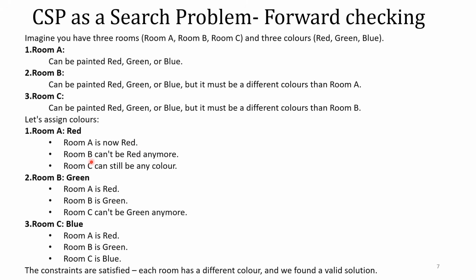Room B can't be red now, and room C can still be any color. Then room B, we are preferring green. Room A is red, room B is green, room C can't be green anymore. Then room C is blue. Now A, B, C rooms are assigned colors R, G, B respectively. Now the constraints are satisfied. Each room has a different color and we have found a valid solution.